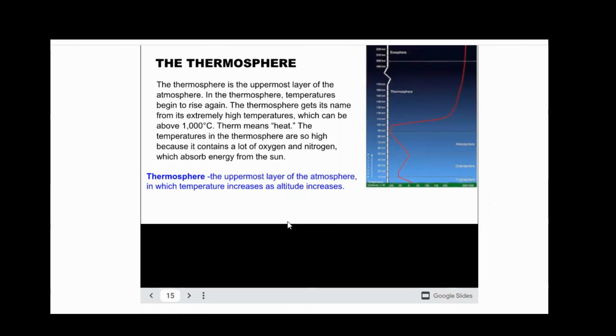Thermosphere. This is the top layer of the atmosphere that we're going to focus on today. Temperature is going to rise again. They're going to start absorbing that energy from the sun again. Instead of allowing it through, it's going to hold it in. So thermo means heat. This is going to get up to 1,000 degrees Celsius. So super hot, absorbing lots and lots of energy from the sun.